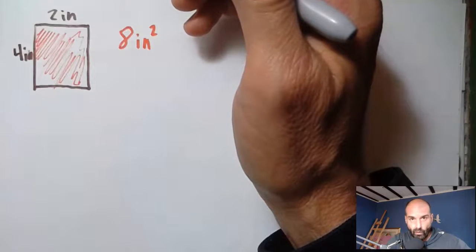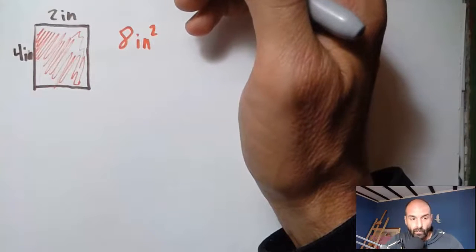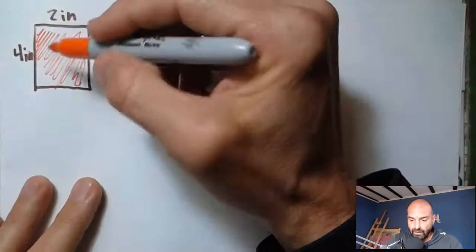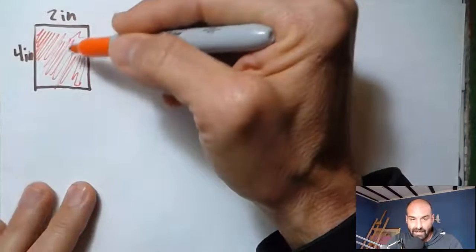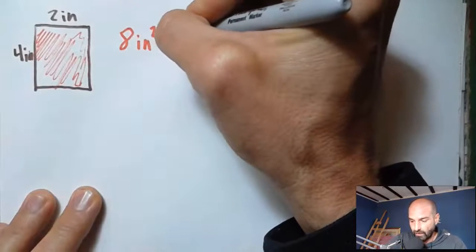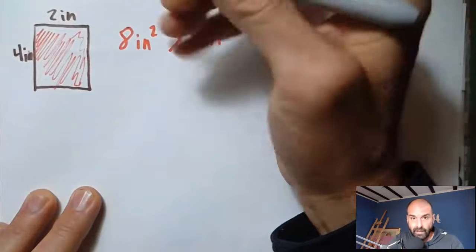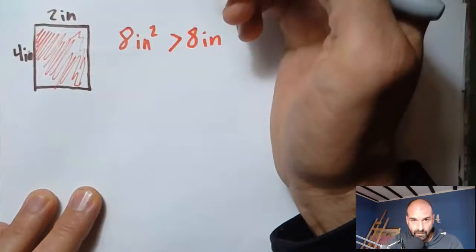It covers more. That's a very important understanding to have to make sense of what we're going to talk about next. This is not 8 inches. It's 8 inches squared. It is larger. 8 inches squared is larger than 8 inches. It's bigger. It takes up more space.